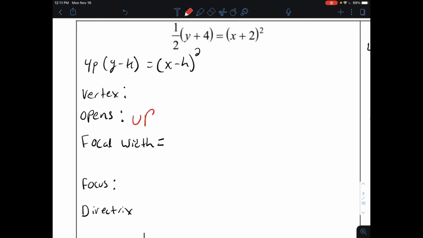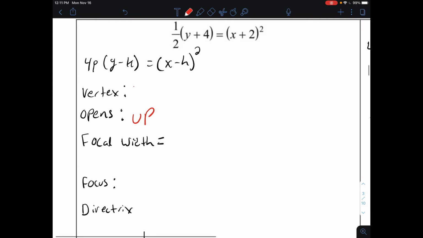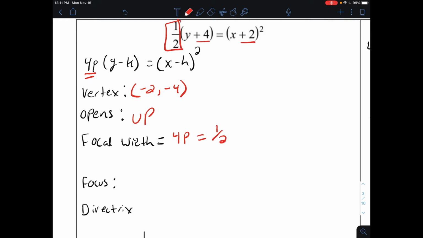The vertex, (h, k), is going to be x minus a number, comma, y minus a number. So my vertex is going to be (−2, −4). The focal width, which is equal to 4p, is going to equal 1/2. So my focal width is 1/2. Now, to help us find where the focus and the directrix are, we need to solve for p.